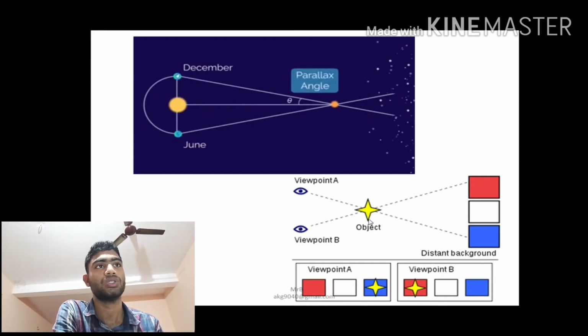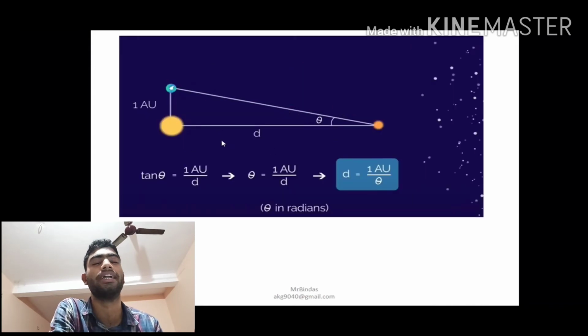So you will get two different positions of the star when you see it from two different viewpoints. Here the angle between the two viewpoints is known as the parallax angle, given by theta. Once we know the value of theta, the parallax angle, and the distance between the sun and earth, we can calculate the distance between the sun and the nearby star. Here is a simplified diagram that looks like a right angle triangle. By putting the trigonometric formula, we can calculate the distance d.